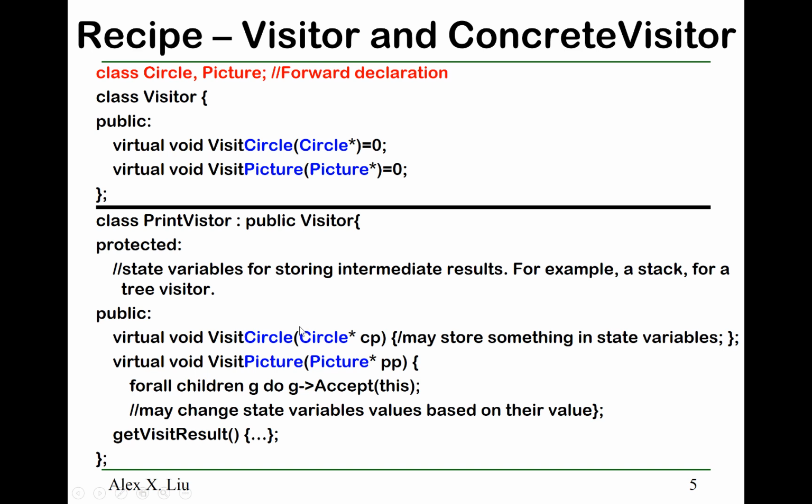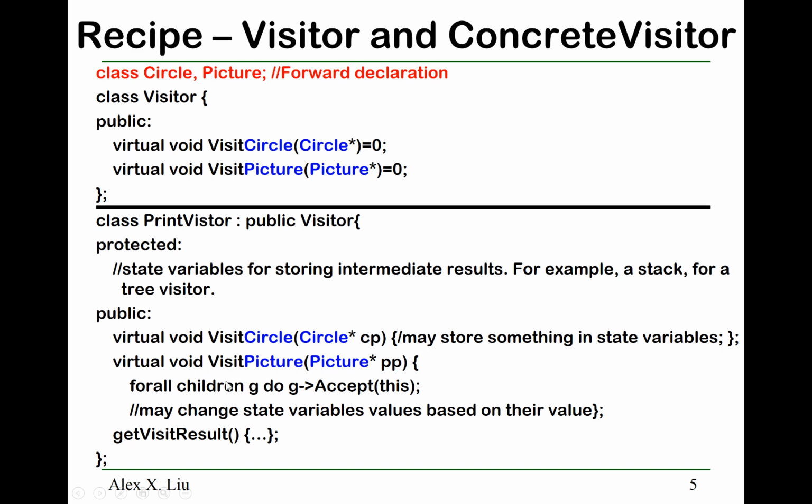For example, suppose the new operation is printing. In the virtual void visit circle with a circle pointer, in this function, we implement the printing operation for the circle class. And here we have the pointer to the circle.